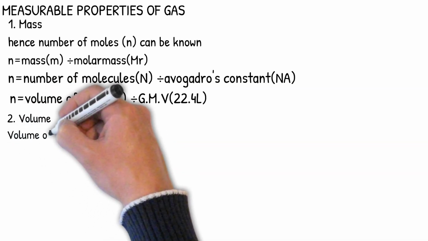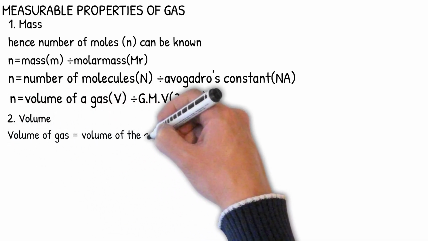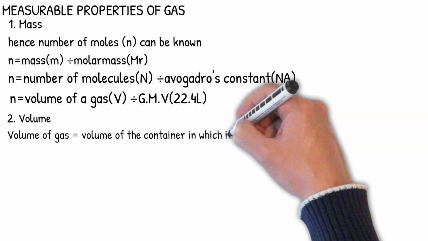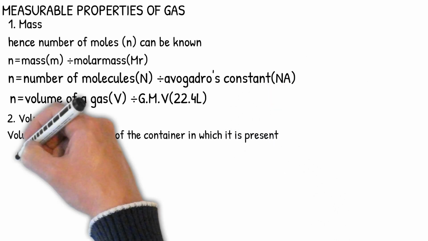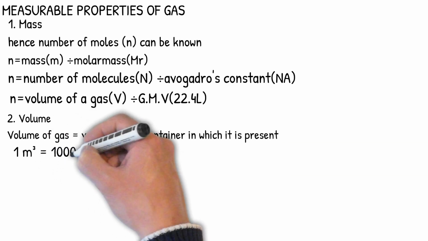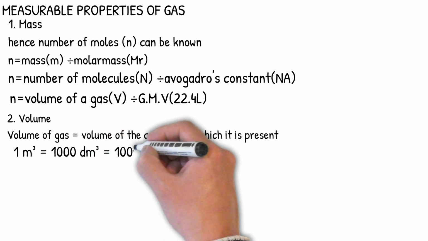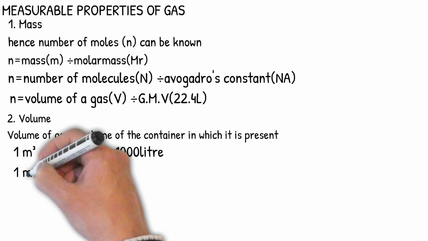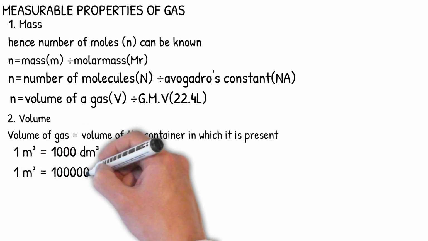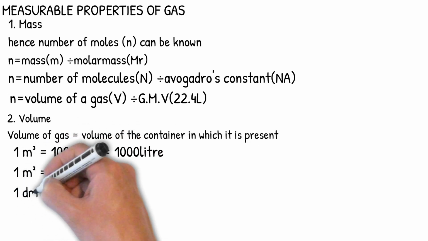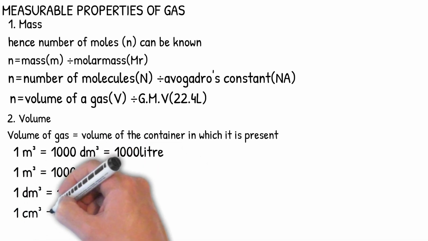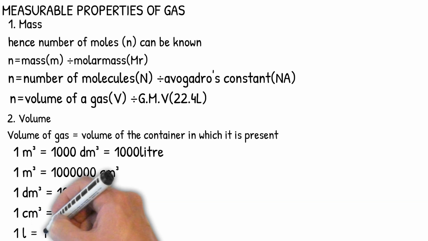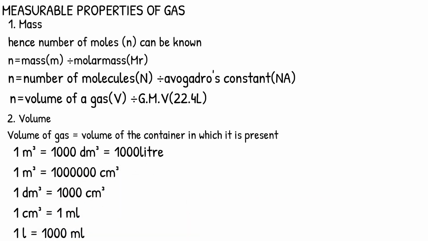Number 2. Volume. Volume of a gas equals the volume of the container in which it is present. The following are the conversions of volume. 1 meter cubic equals 1000 dm cubic, which equals 1000 liters. 1 meter cubic equals 1 million centimeter cubic. 1 dm cubic equals 1000 centimeter cubic. 1 centimeter cubic equals 1 milliliter. 1 liter equals 1000 milliliters.